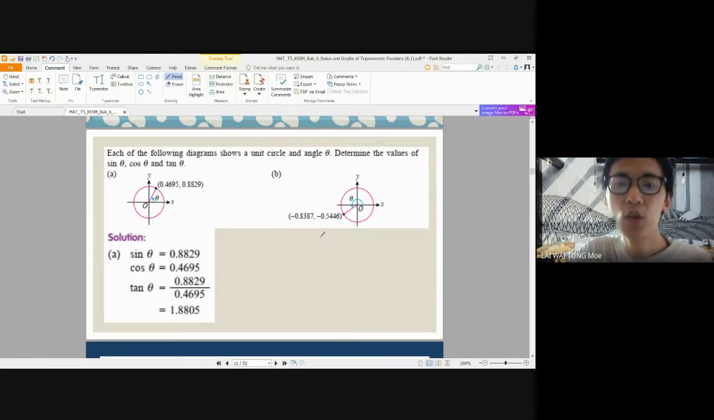For sin, we just take the y coordinate. For cos, we just take the x coordinate. To find the tangent, we take y divided by x. This is all from the question. Only the tangent you need to divide. Use your calculator and you get the answer. This is very easy.